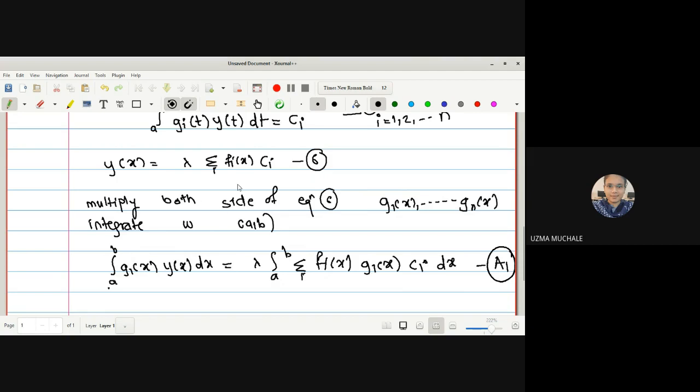Why are we going to multiply by g1, g2 and so on up to gn? Because if we want to find out the values of those constants ci, then only can we find out the solution y(x), correct? So simply to find out the solution, it is not possible, no? So what will be this equation? Can anyone tell me? It will be of the form y(x) is equal to lambda f1 c1 plus lambda f2 c2 and so on.